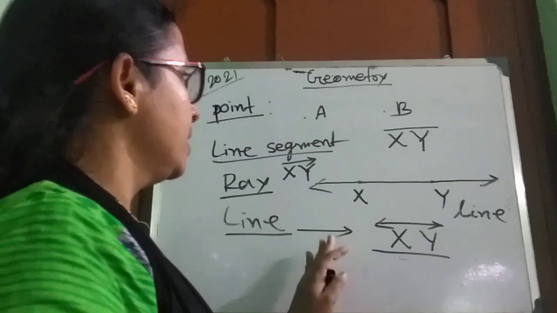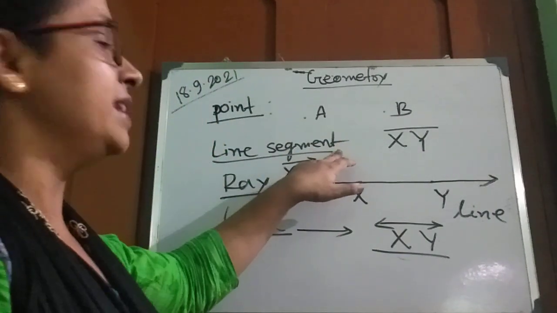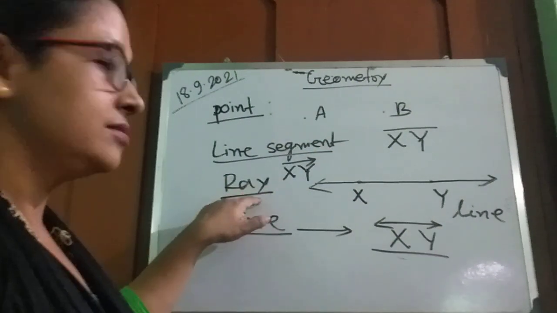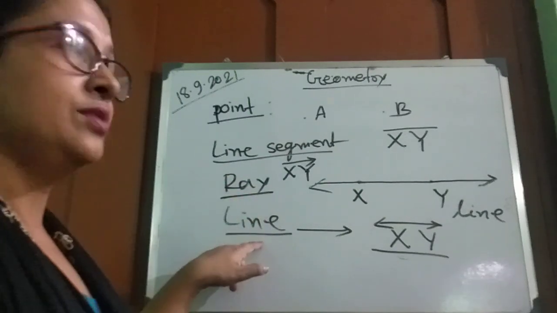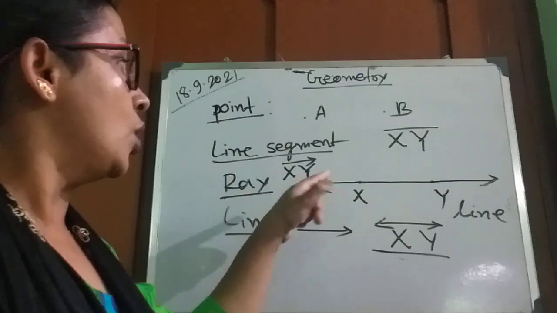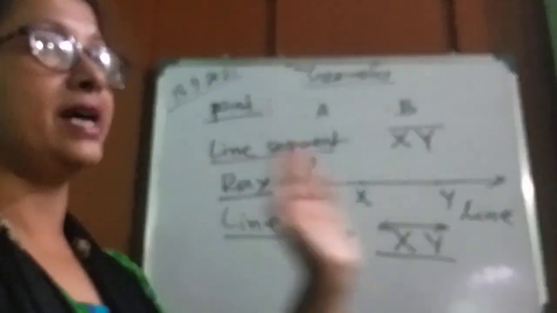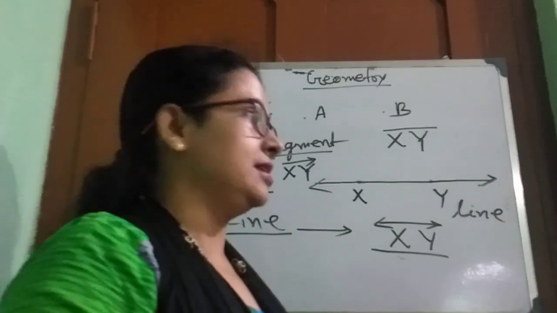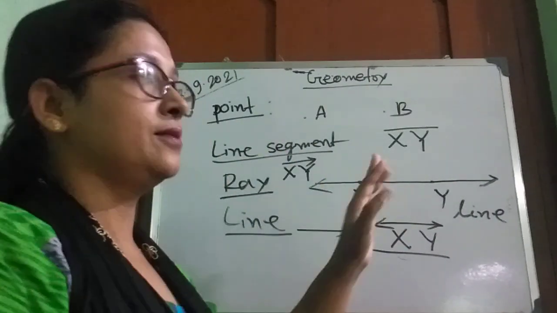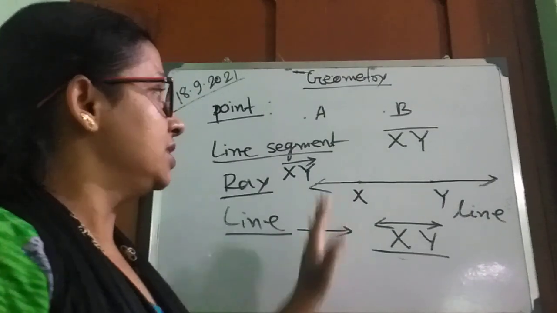So what is the difference between them? You can measure the length of a line segment, but you cannot measure the length of a ray and a line. In a line segment there are two endpoints, but in a ray there will be only one initial point, no endpoint, because it extends endlessly in one direction, and in a line there is no endpoint because in both directions it is extending endlessly. So this is the difference.